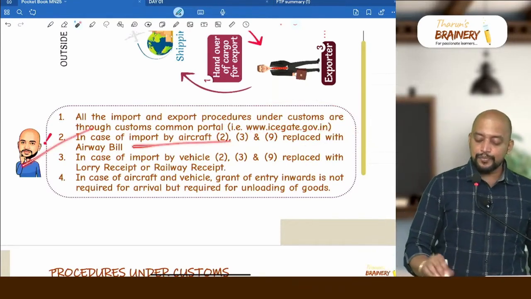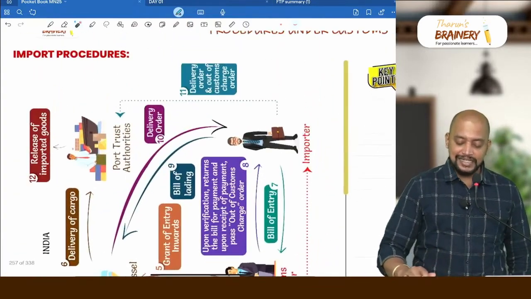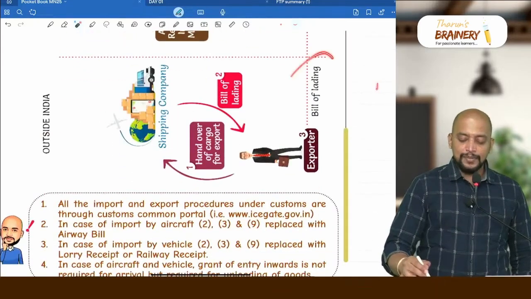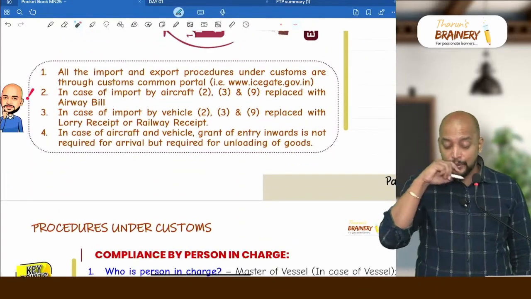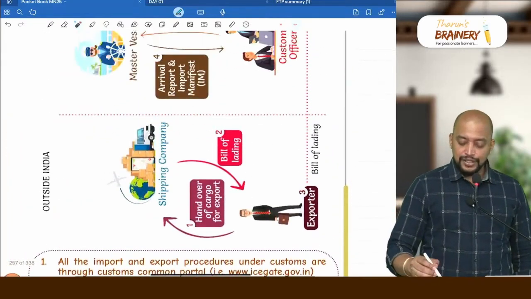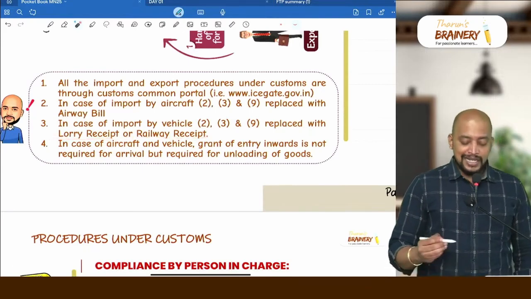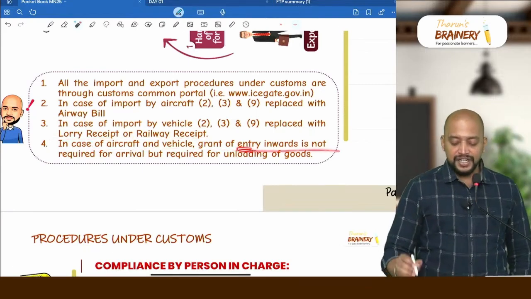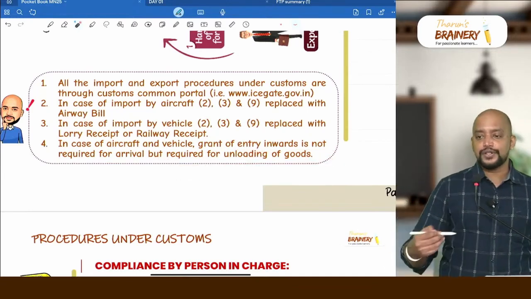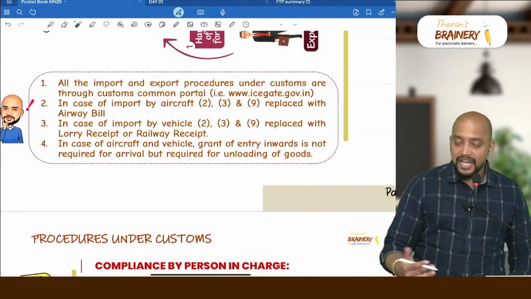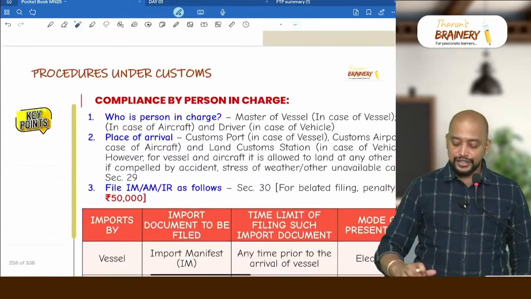Then in case of import by aircraft, if it is the same process, what will happen? Wherever we see bill of lading, it will be replaced with a term called airway bill. In case of imports by vehicle, the bill of lading will be called a railway receipt or lorry receipt. In case of aircraft and vehicle, grant of entry inwards is not required for arrival but is required for unloading goods, but they need to submit the arrival manifest and import report for the purpose of unloading the goods.